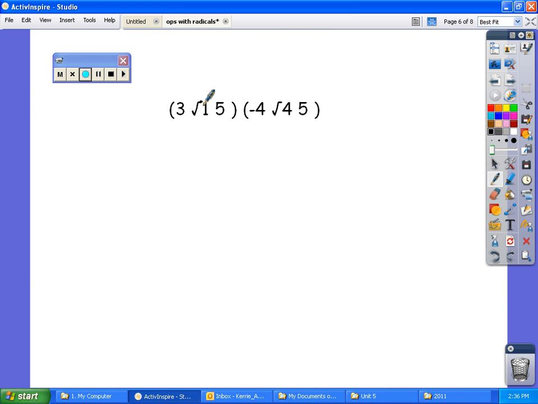Okay, so let me fix this one so we can see it a little bit better. All right, so I'm going to do 3 times a negative 4.